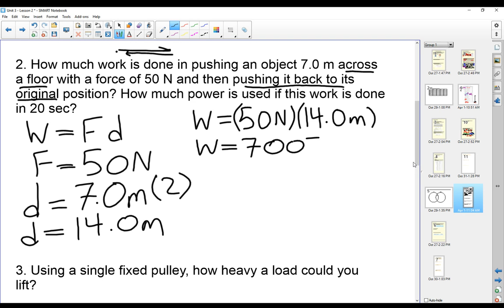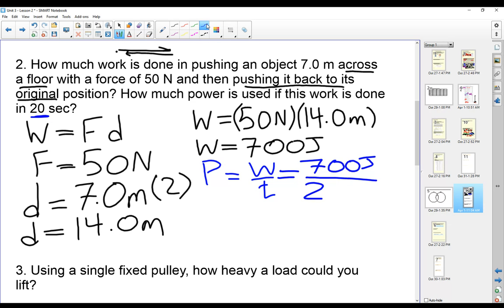700 joules. Switching colors here, and then it asks us how much power is used. Power is calculated by work over time. So work over time, the time they give us is 20 seconds. We already have our work value, so we will just plug that in: 700 joules over a time of 20 seconds. Power equals 35 watts.